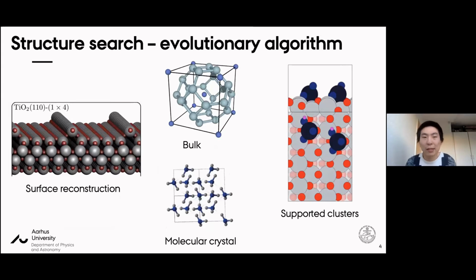The evolutionary algorithm is a very powerful method for structure search. It has been used in many applications like surface reconstruction, bulk prediction, and even molecular crystals and some supported clusters.